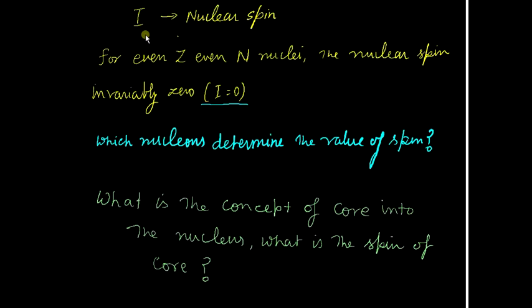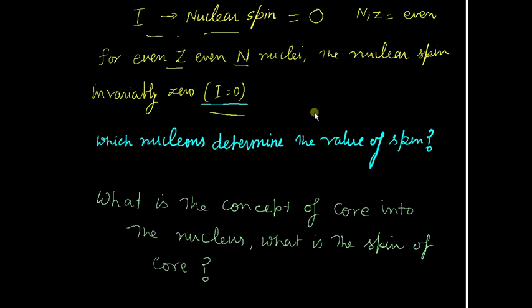So here I is the nuclear spin and this is equal to 0 only when Z and N are even numbers, right? So nuclear spin is equal to 0 when N and Z are even numbers. Which nucleons determine the value of spin?